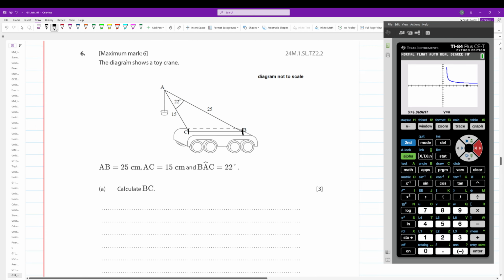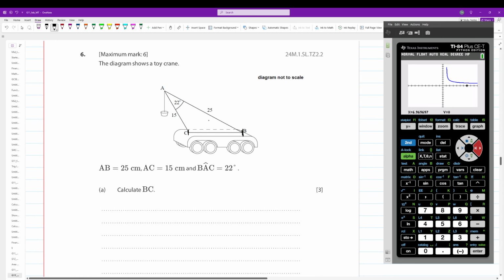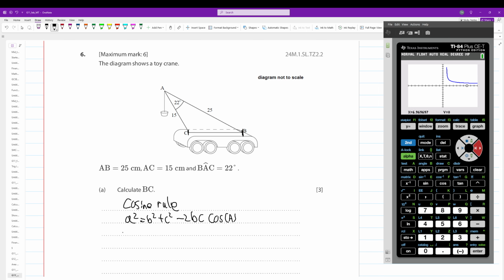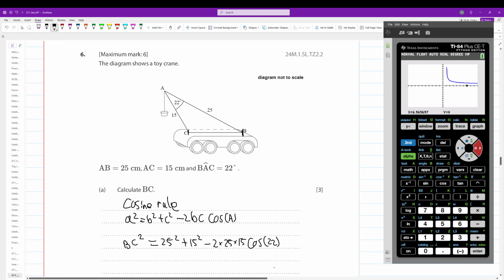Let's do this. So to find BC, I've got a side and an angle, so I shall use the cosine rule. a squared is b squared plus c squared minus 2bc cos A. So in this case, BC squared is going to be equal to 25 squared, add 15 squared, minus 2 times 25 times 15, multiplied by cos 22. We put that into our calculator.